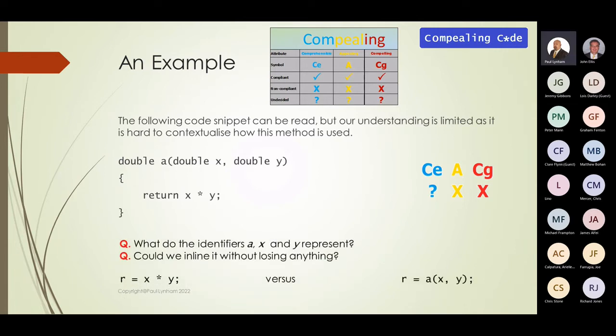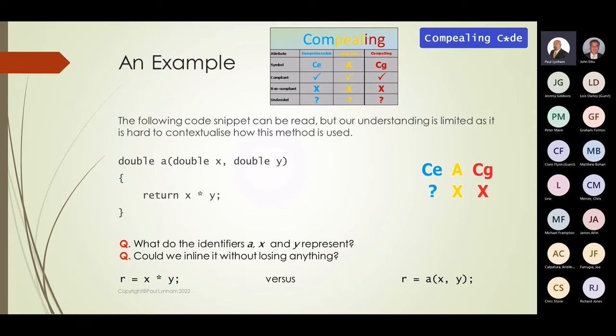What do these identifiers represent? And could we inline this function without losing anything? So if you see on the bottom left, I've inlined it. So this is what you would see if you took it out of the function and put it in your code. The result is assigned to the product of X and Y. And okay, you don't know what X and Y are, but you know exactly what it does.